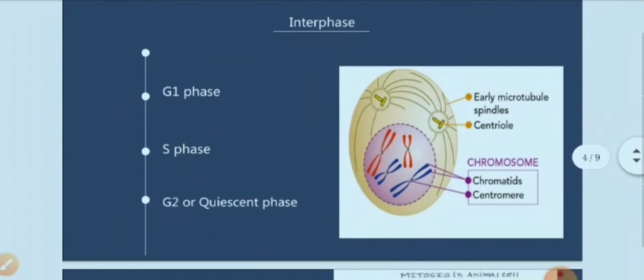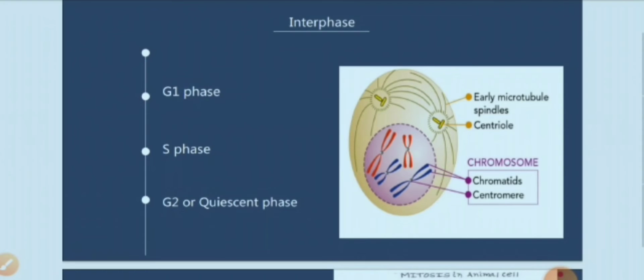So the first phase is the interphase or the resting phase. Why is it called resting phase? Because it does not include any major processes occurring here. It's just a stage where the cell gets itself ready, it gets itself prepared for cell division and replication. So this includes three phases, that is G1 phase, S phase, and G2 phase.